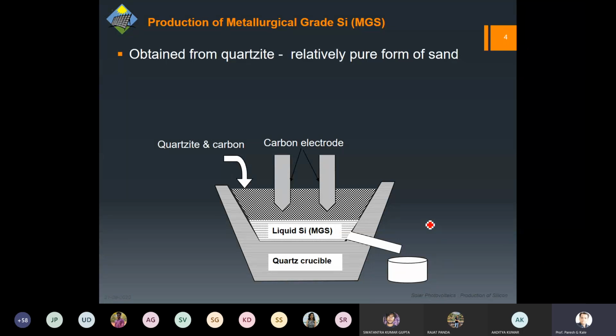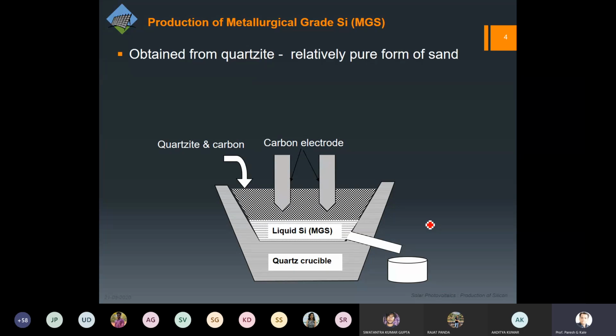So I was talking that sand is silicon dioxide, but you cannot purify it. The quartzite is a relatively pure form, and that is what we use. We mix it with carbon, and then we melt it. Of course, it is electrical melting with a carbon electrode. The melting point is roughly around 1500 Kelvin and it boils at 3200 Kelvin. So above that melting point, we are going to melt it. And the crucible, I mean, the pot in which this is melted, is made of quartz, because that is the material which can sustain such a high temperature.